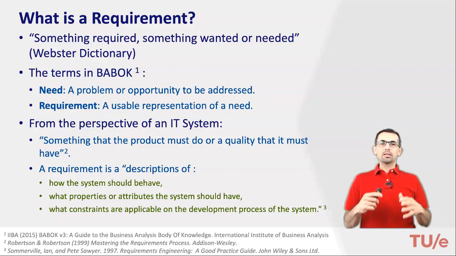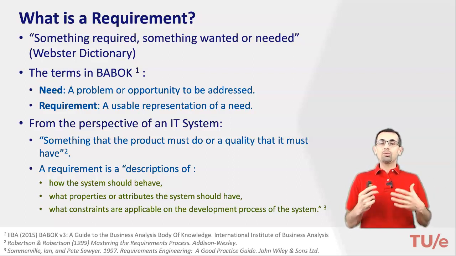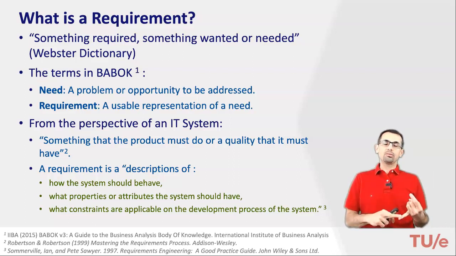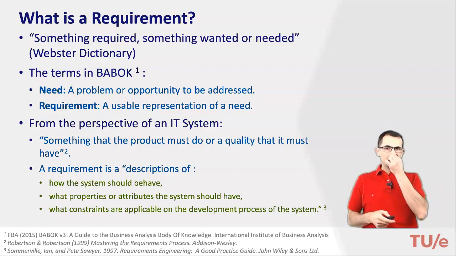A requirement is a description of how the system should behave, what properties or attributes the system should have, quality attributes we'll say, and what constraints are applicable on the development process of that system. Again, from a systems perspective: what does this system do? How should it behave? What type of attributes and properties do we want it to have? And what kind of constraints apply even to the development process of that particular system?